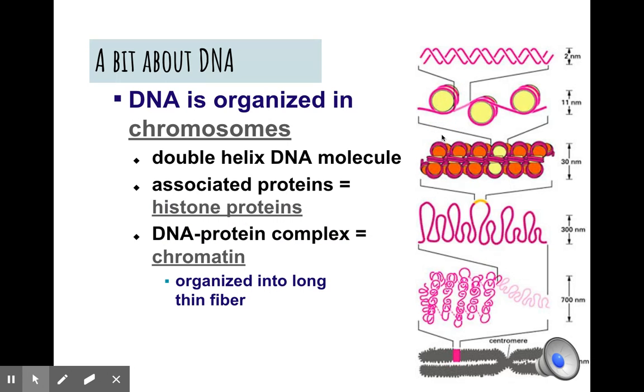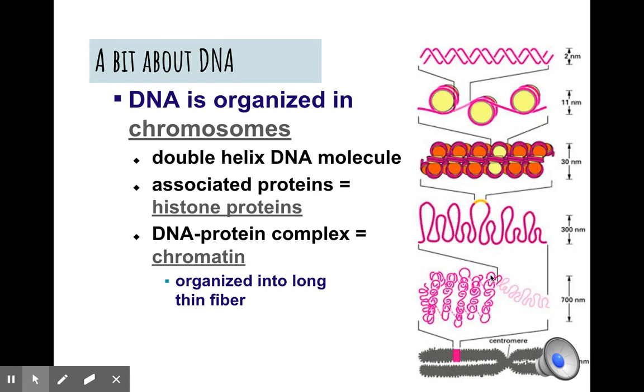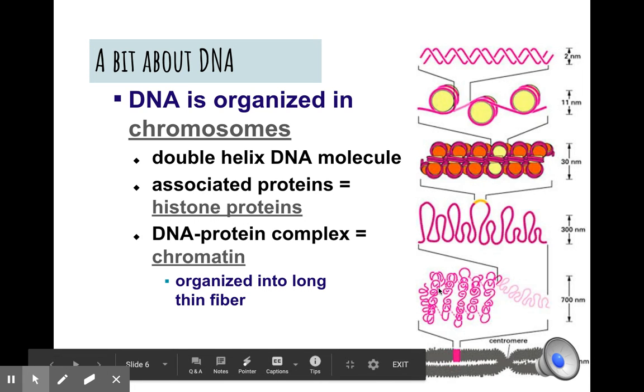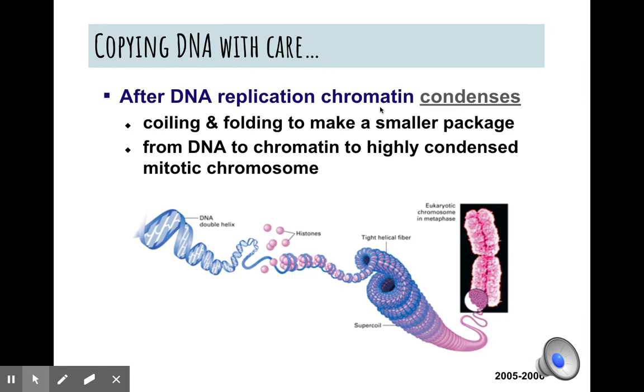A little bit about DNA, which you're required to know, is that DNA is organized in chromosomes. If I were to untangle a chromosome, it is a long strand of DNA. DNA wrapped around histones is known as chromatin. And these histones help to condense the DNA, or shrink it down. After DNA replication occurs, the chromatin starts to condense. Basically, the coiling and the folding make it into a smaller package. So from DNA to chromatin to highly condensed mitotic chromosome, as we see here.